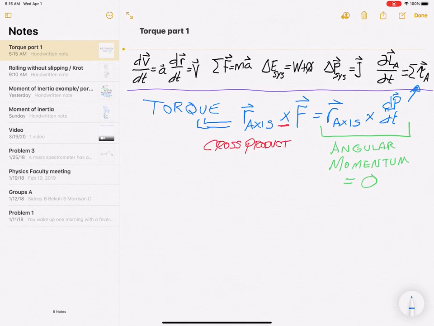What good is it? Well, let's take something that's rotating around an axis. So that's our axis. And then we push on it. Let's make this force F1. Let's just call this object for what it is. It's a door. So you can do these experiments at home.